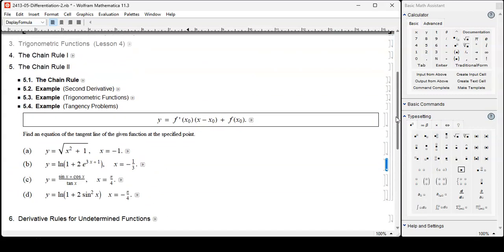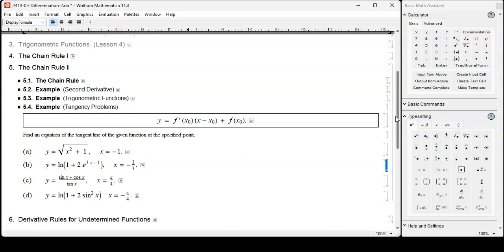Enough time for one more, or maybe not, I don't know. How about this one here? Trigonometric function, just a straightforward quotient rule. I'll leave that to you. This one looks interesting. Log of 1 plus 2 sine squared. It's a chain rule problem.